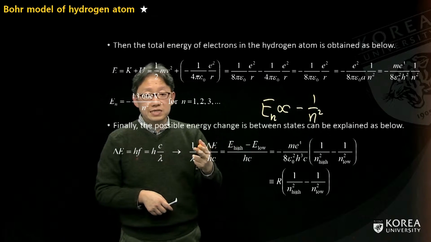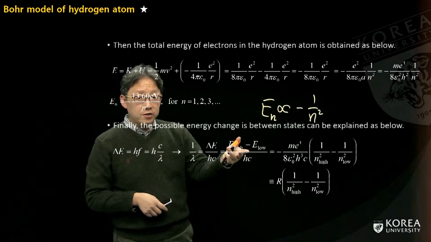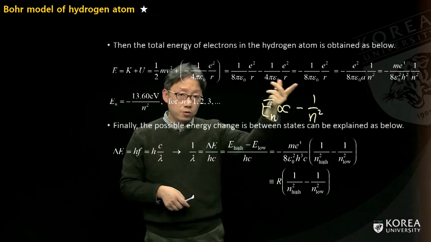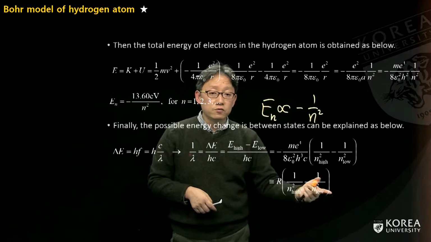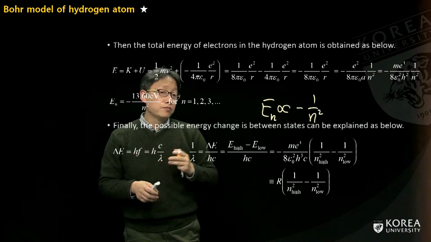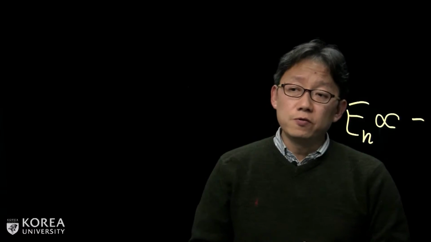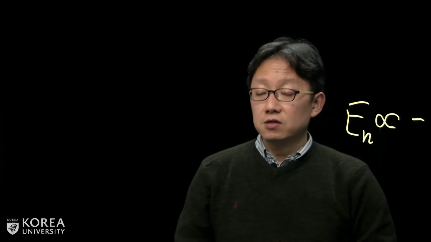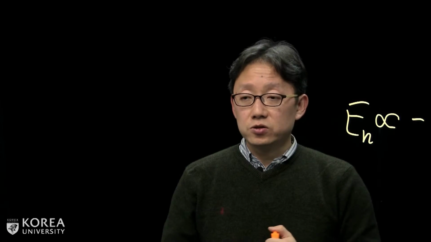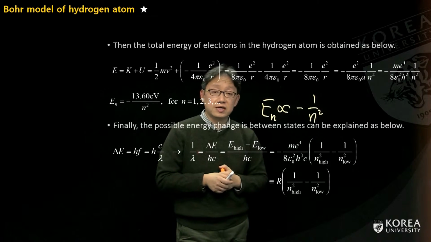So therefore, this difference in energy is equal to the energy of the higher level minus the energy of the lower level. And by inserting all the values given above, now you finally get the formula, which is exactly the same as the one Balmer had originally come up with. Okay, so therefore, Bohr finally successfully explained how electrons exist inside the hydrogen atom.